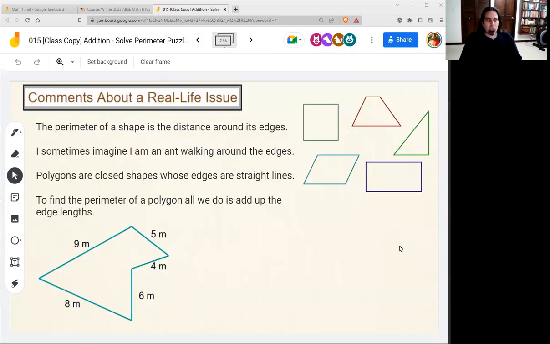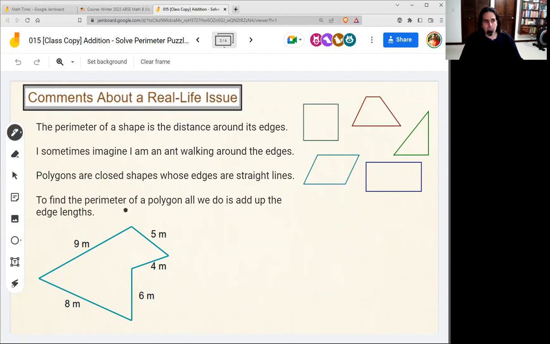The perimeter of a shape is how far we walk around the edges. I sometimes imagine I'm an ant walking around the edges. Polygons, fancy vocab word, they are shapes whose edges are straight lines and they are closed shapes.